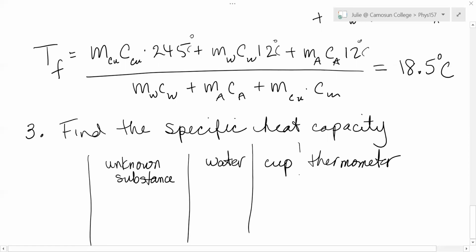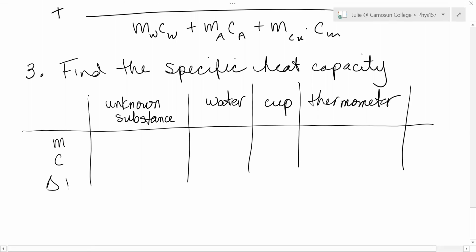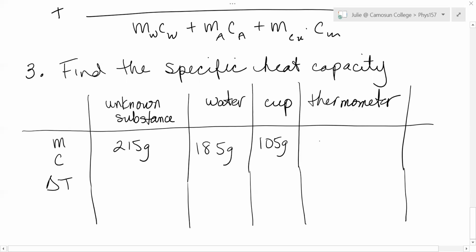Okay, so these are our columns. And then we want to put the MC delta T in for each of those. So you keep it straight, and then you can just at the end put the numbers in. Okay, so we're told all these things. This unknown substance, 215 grams. The cup, 105 grams. The water, 185 grams. The thermometer, only 17 grams, but you still have to worry about it. And they tell you it's glass.